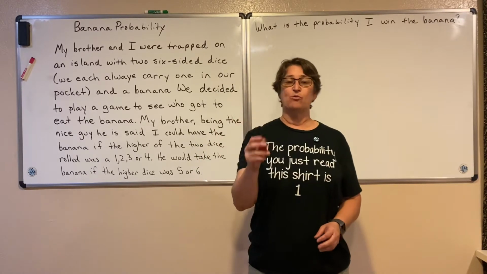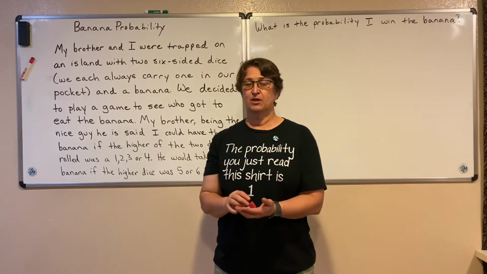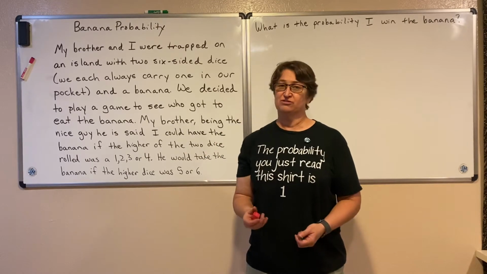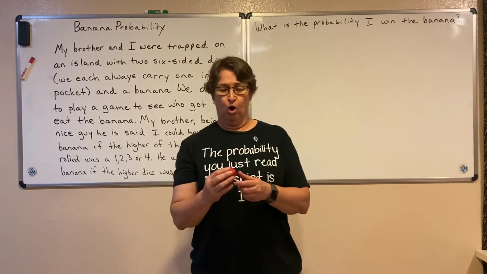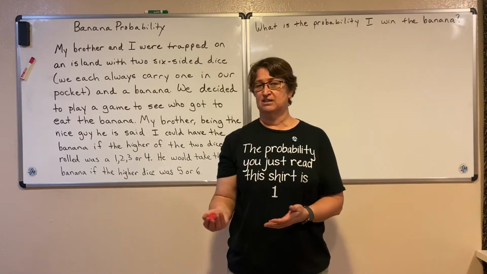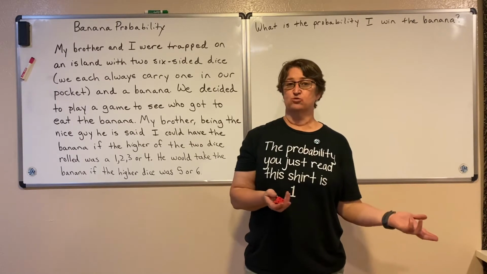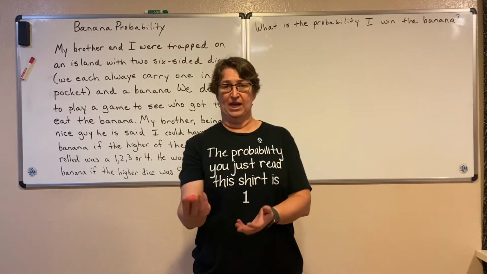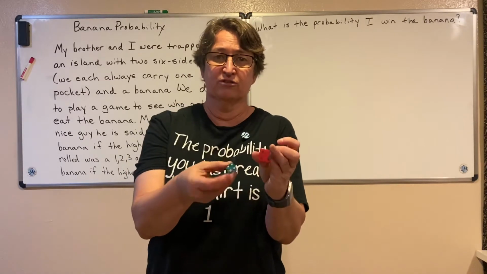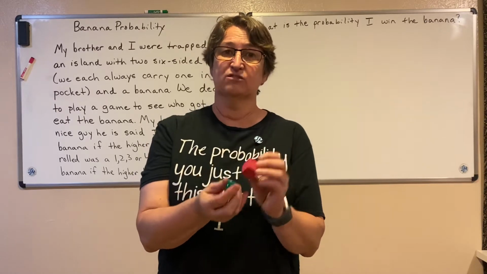And we decided that we'd play a little game where we rolled the two six-sided dice. And my brother, being the nice guy that he is, said that if a 1, 2, 3, or 4 was the larger of the two dice, then I would get the banana. But if a 5 or a 6 was the larger, then he would get the banana. So for instance, in this case, I rolled two 4s. So I would get the banana because 4 is the largest number.